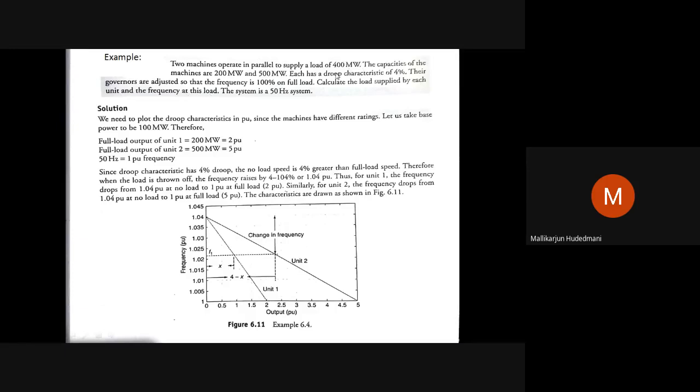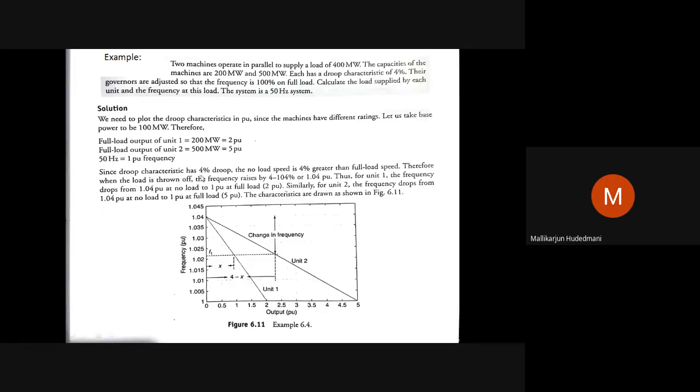Now, for the 400 megawatt load, how does the sharing of 400 take place by the first machine and the second machine? At what frequency are they able to meet this 400 megawatt load? This is the question. Consider the system frequency as 50 Hertz. It means you have two machines, 200 megawatt and 500 megawatt. Load on the system is 400. System frequency is 50, and governors adjust to the requirement with a droop of 4%.